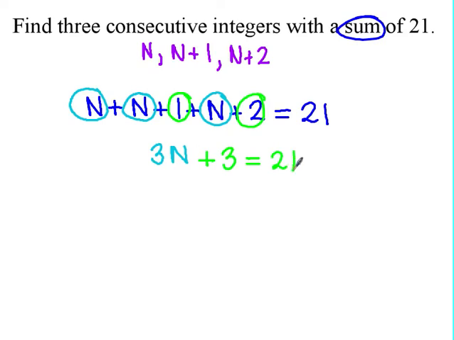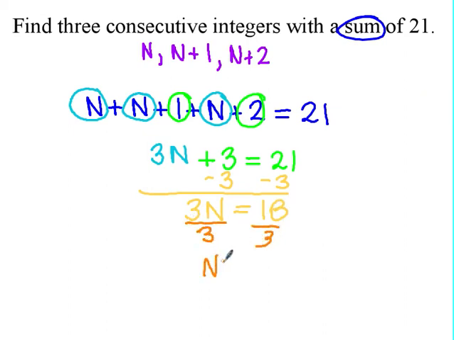So now this is just an equation that we looked at earlier today. We need to solve. What's the first thing you do? Yep. Subtract 3. So I get 3n to equal what? 18. What do you do now? Divide by 3. And what do you get n to equal?